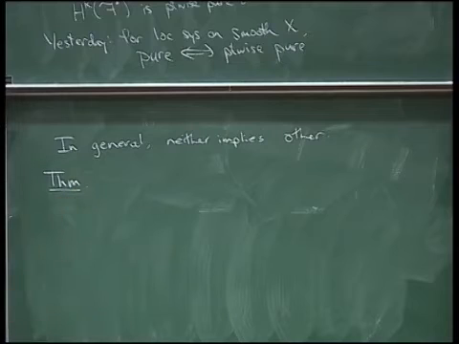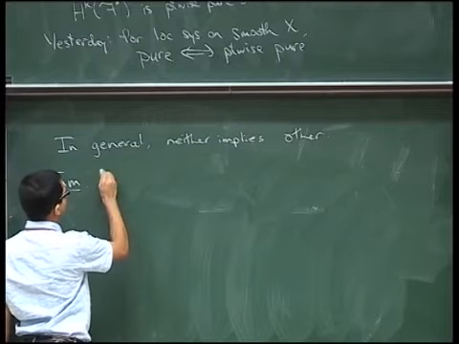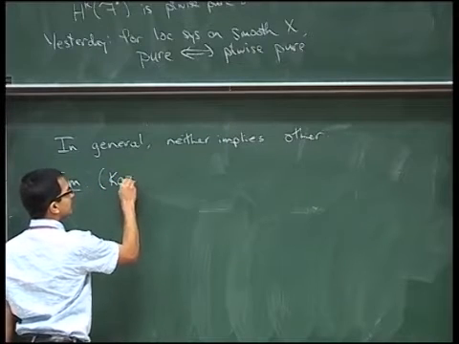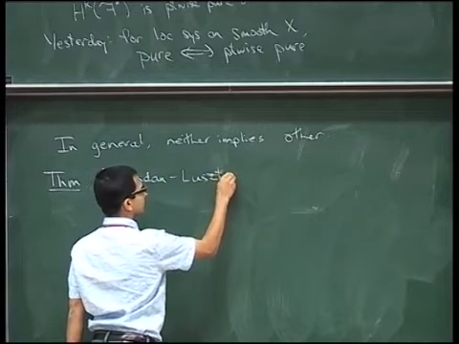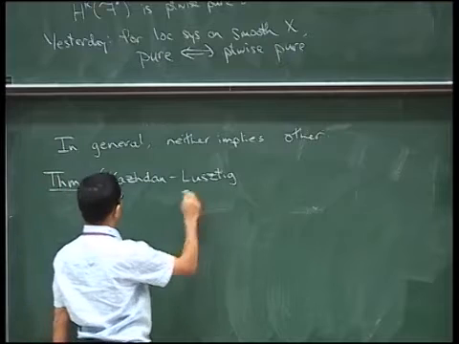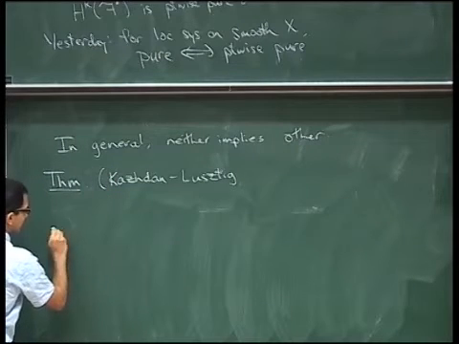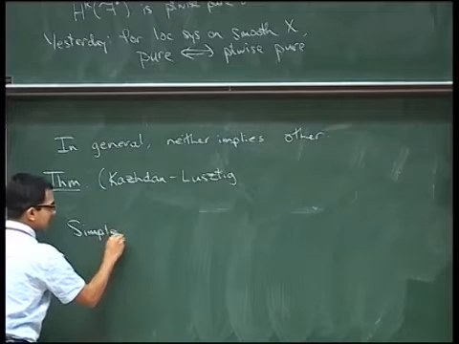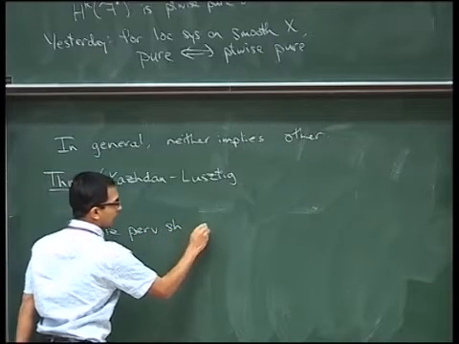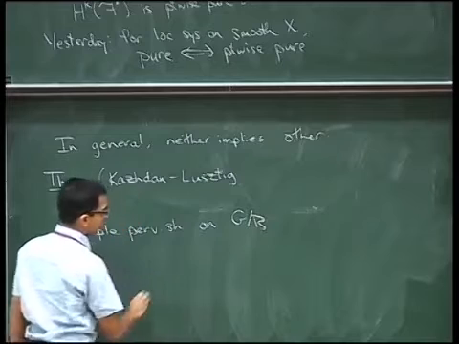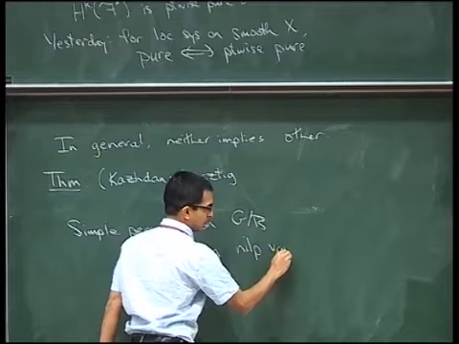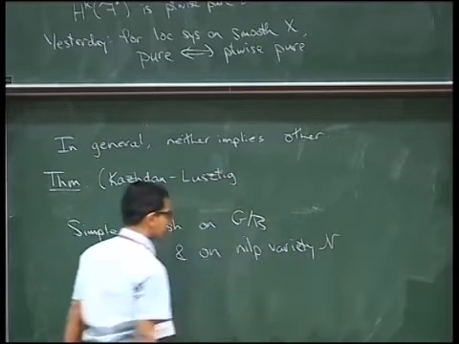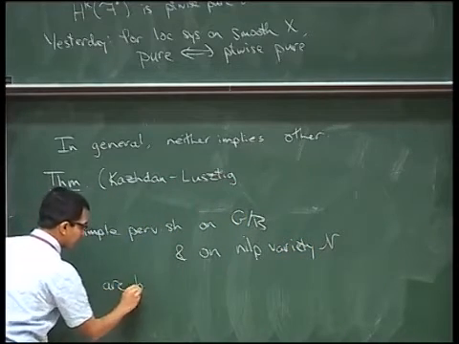But something remarkable happens for some of the perverse sheaves that are of the greatest interest in representation theory. And I guess this theorem is, well, probably due to Kazhdan and Lusztig, the flag variety. Well, let me state the theorem. So simple perverse sheaves on the flag variety and on the nilpotent variety are both pure and pointwise pure.